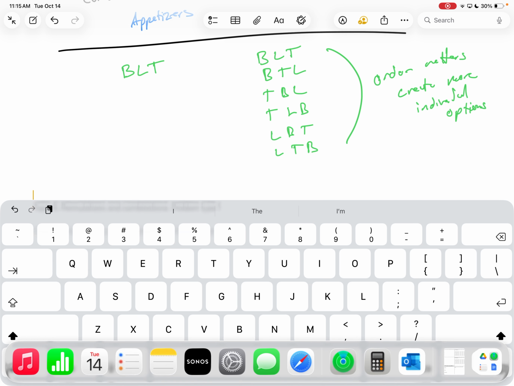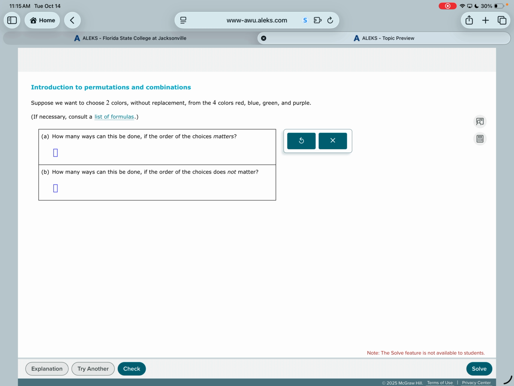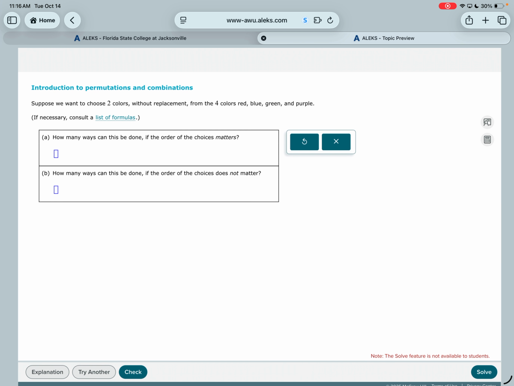All right. How do we do these problems? So first of all, that's the first decision. On the first topic, maybe even the first two topics, it flat out tells you how many ways can this be done if the order of the choices matter. Okay.